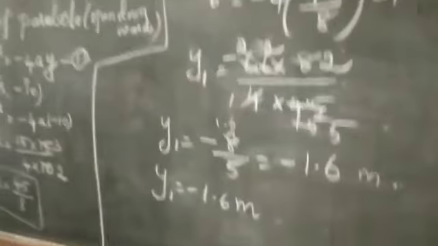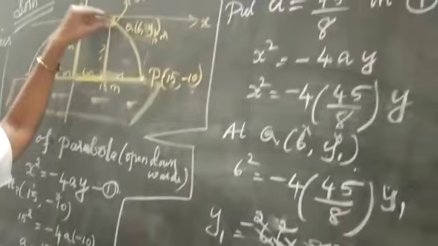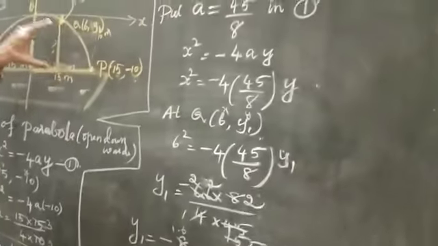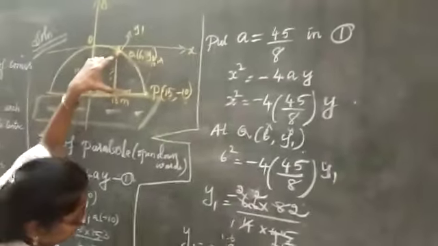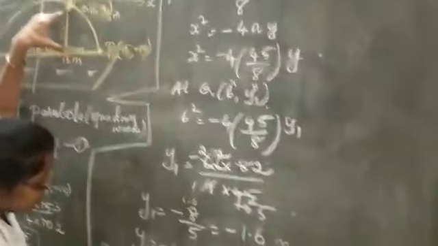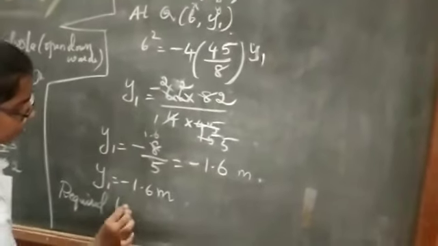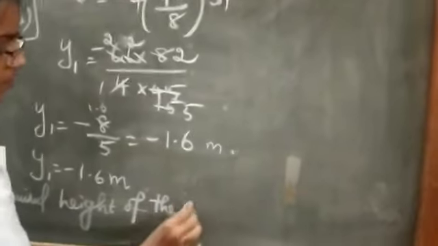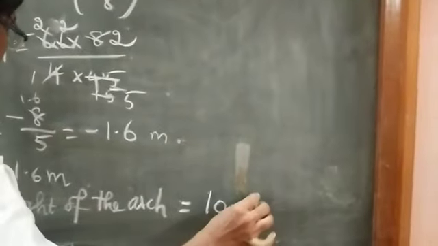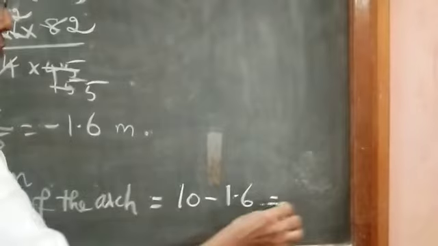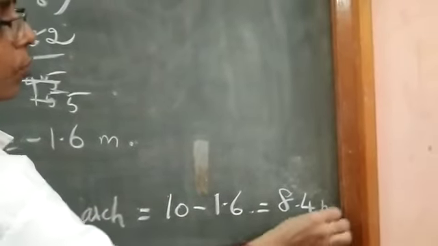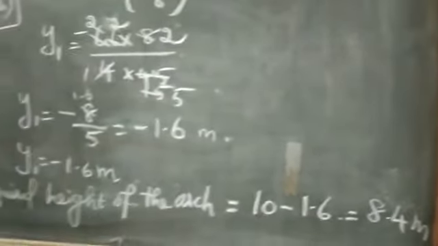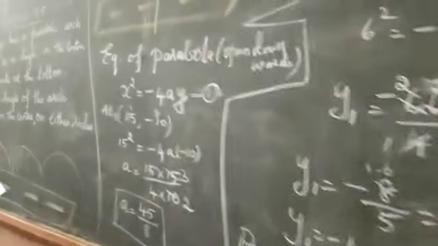அப்போ இந்த சின்ன distance எவ்வளவு, 1.6. நமக்கு இந்த height தான் தேவை. Therefore, the required height of the arch is, இதோட total length 10. So, 10 ல இருந்து 1.6 நம்ம subtract பண்ணலாம். So, we get 8.4 meter. Therefore, the required length of the arch is 8.4 meter. Thank you, children.